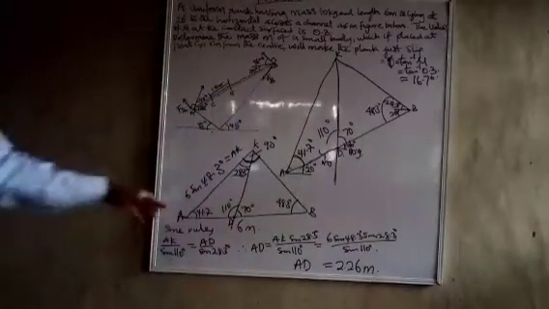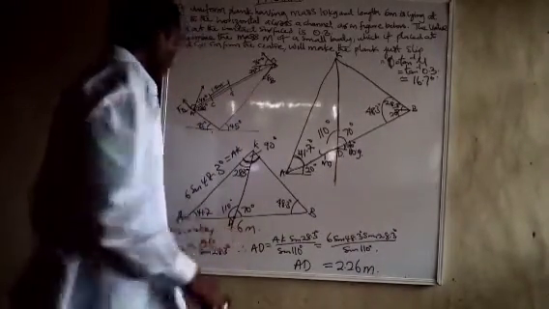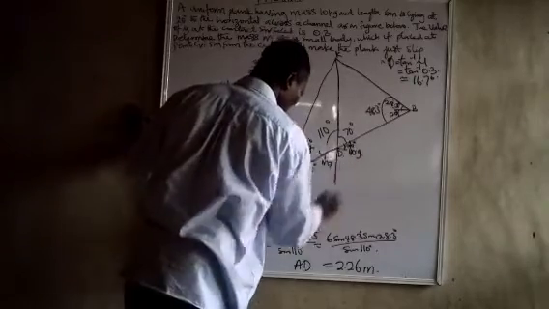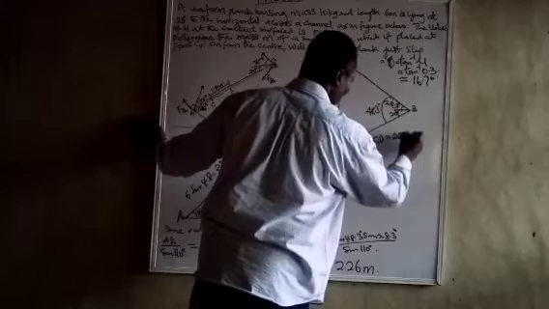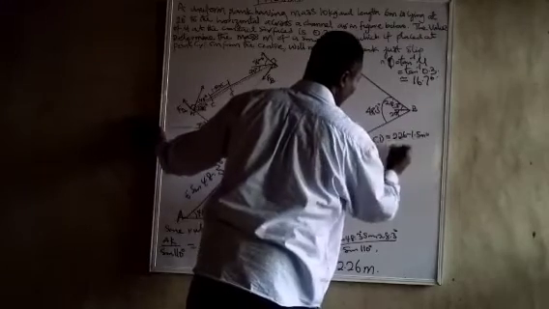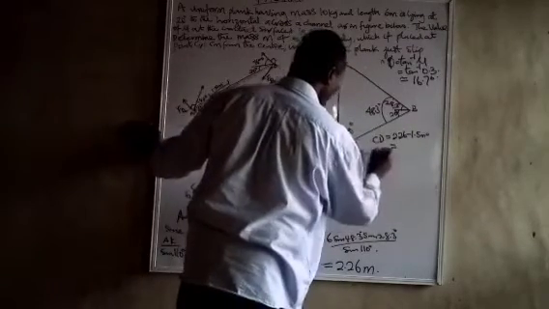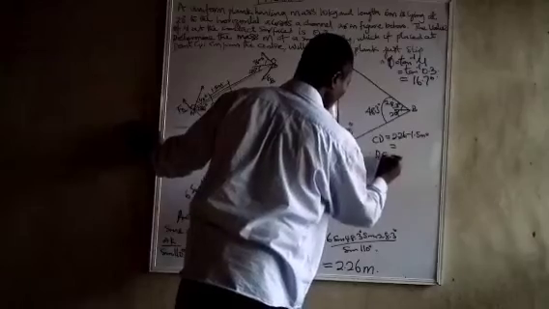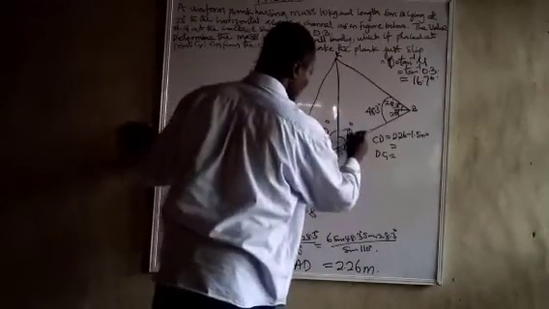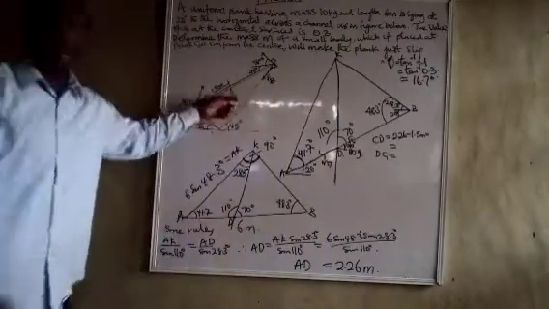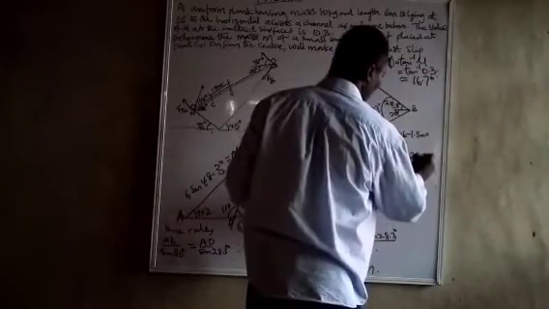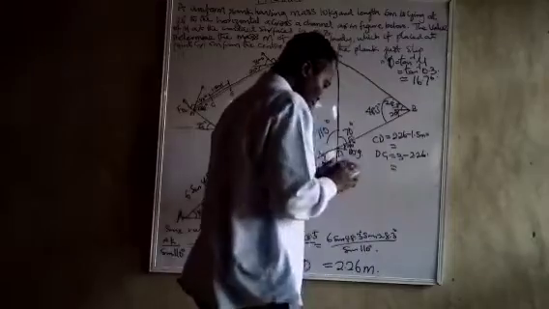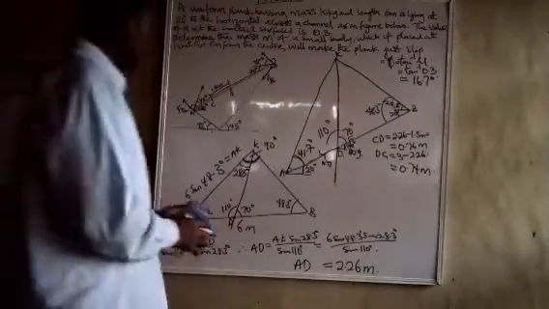So since AD is 2.26 meters, the distance of C from D will be CD equals 2.26 minus 1.5. And DG, we have the weight of the plant passes through, will be 3 minus 2.26, and let's see what it will give us: 0.74 meters.